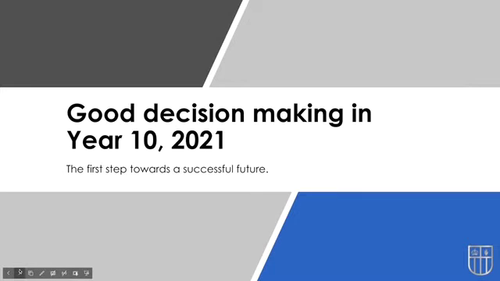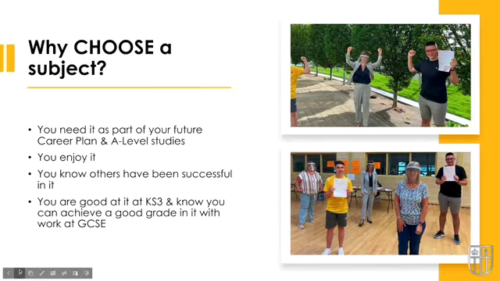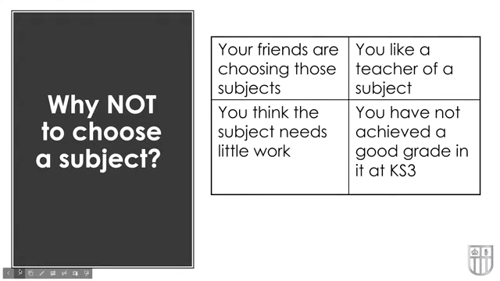Hello, this presentation is going to take you through the decision-making process in Year 10 to choose your GCSE subjects. Why would you choose a subject at GCSE? You may choose it because you know you need it as part of your future career plan and A-level studies. For example, some subjects at A-level require you to have studied it at GCSE, for example, history or geography. You may also choose it because you enjoy it at Key Stage 3 and want to further your work in this area. You know others have been successful in it at A-level. And finally, you're good at it at Key Stage 3 and know that you can achieve a good grade with work at GCSE level.